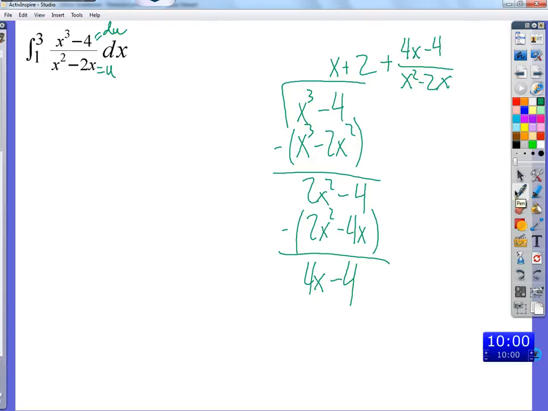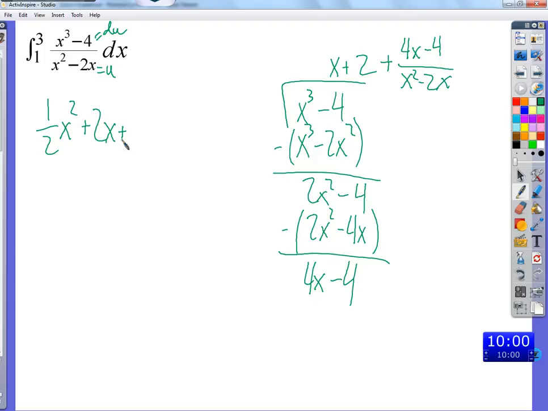Okay, now I have to. How do you write it? Antiderivative. X squared. We took the antiderivative of x, 1/2 x squared, antiderivative of 2 is 2x.